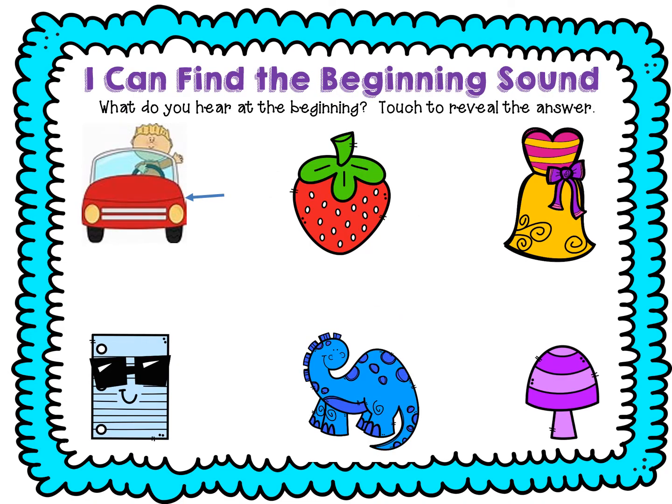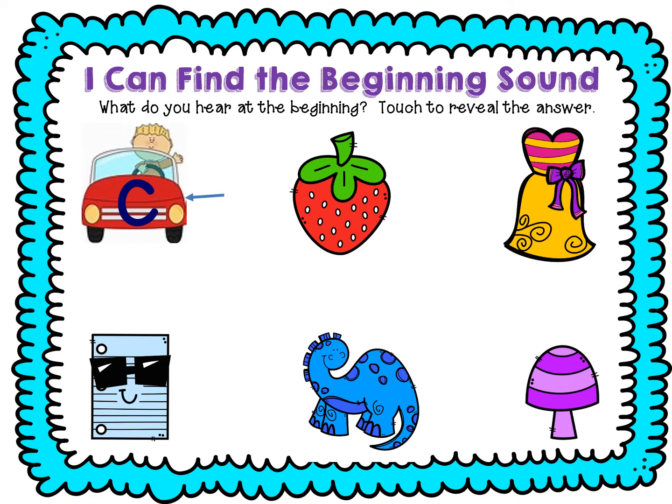All right, friends. Today, instead of doing thumbs up or thumbs down, we're going to try to figure out the beginning letter in all of these pictures. So we're going to chop it and then call out the letter that you think is at the beginning. Car, chop car. K, R. What did you hear? C.